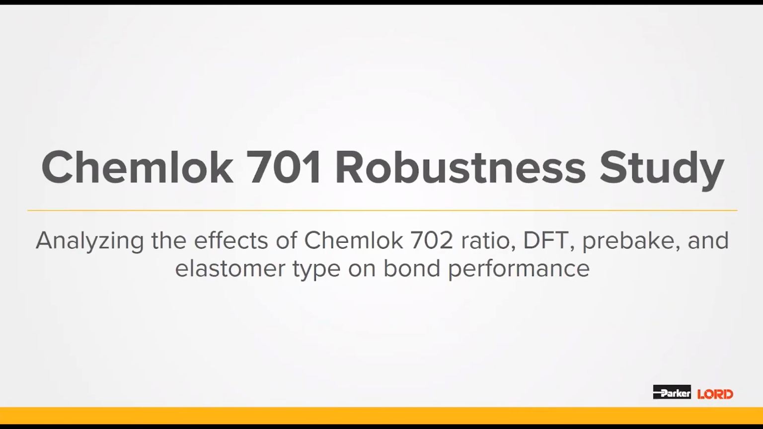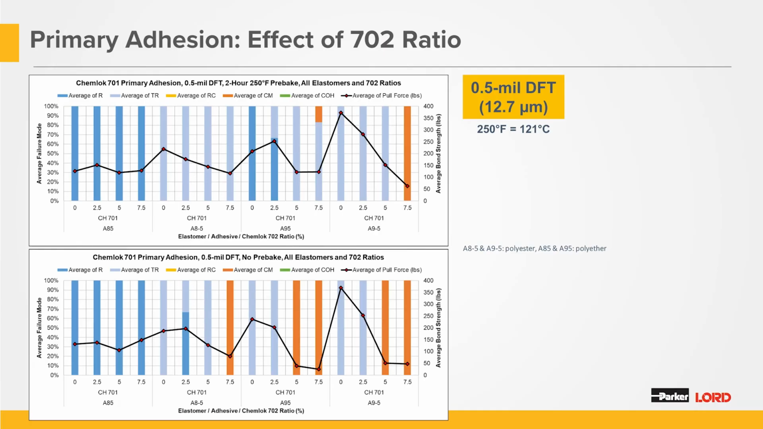Thanks, Brian. After the success that we saw in Chemlok internal benchmarking tests, as well as our customer trials, we decided to conduct a robustness study for the product. Our testing was focused on determining the optimal application ranges for variables like the Chemlok 702 curative ratio and dry film thickness. Our goal was to establish working ranges for these variables to ensure the optimal performance of 701.